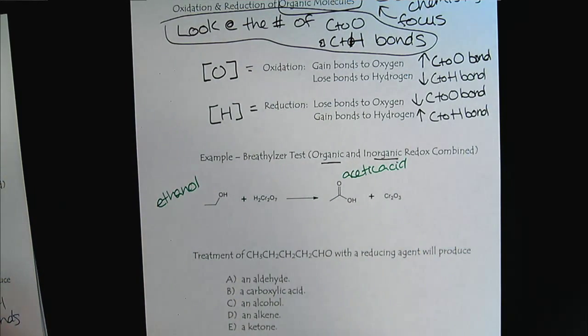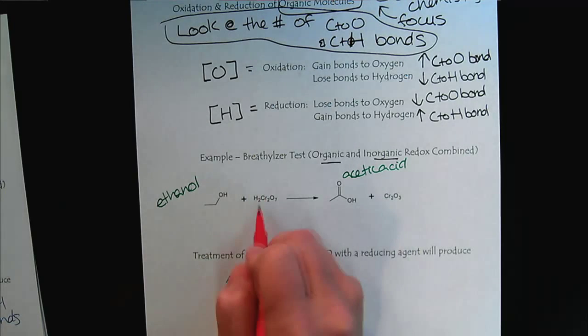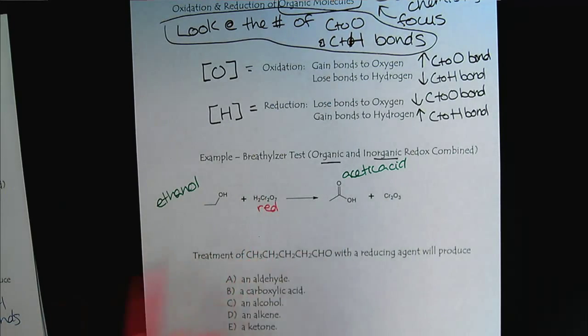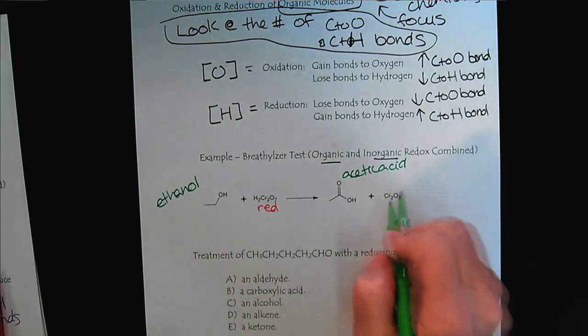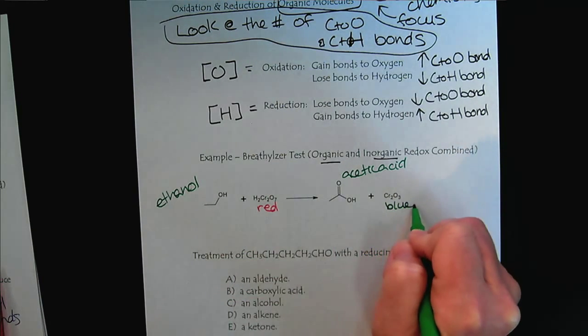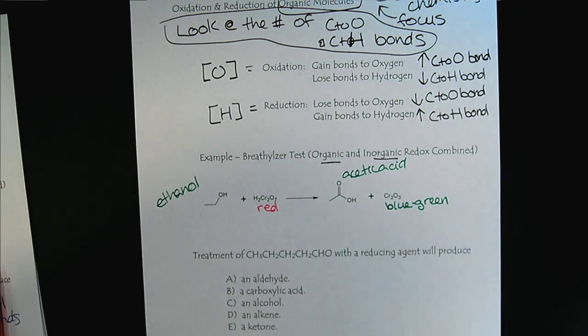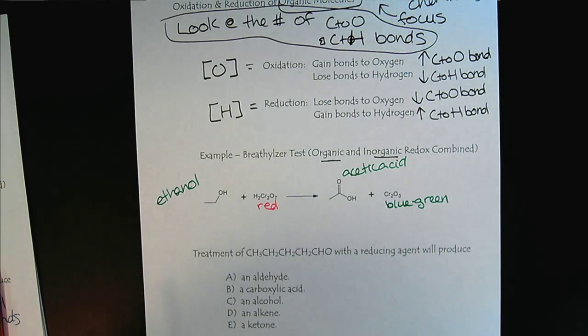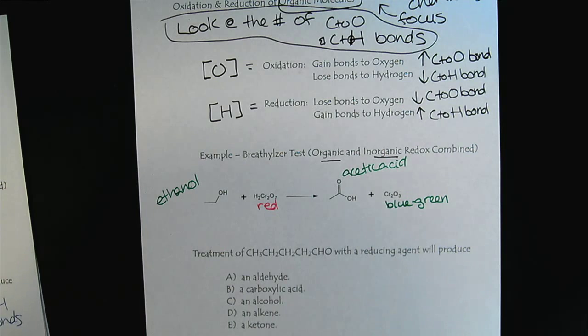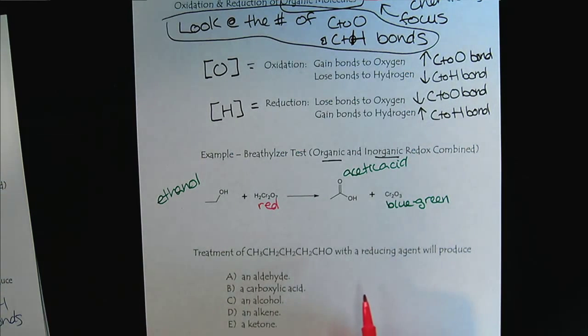Let's look. The interesting thing about this is that this form of chromium is red, and this form of chromium is blue-green. These inorganic oxidations and reductions are very helpful because they typically create a strong visual test to be aware of a reaction, where the ethanol and the acetic acid just look like clear liquids. They may smell a little different, but there's not much there.